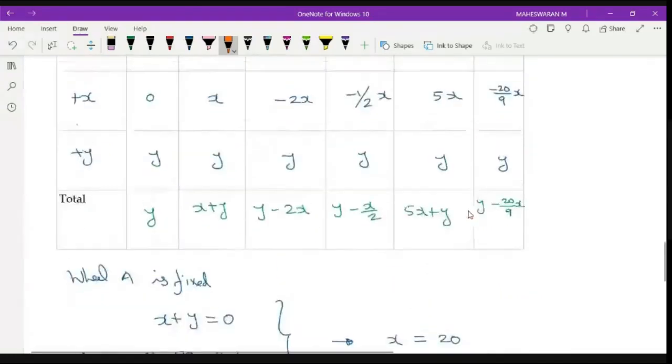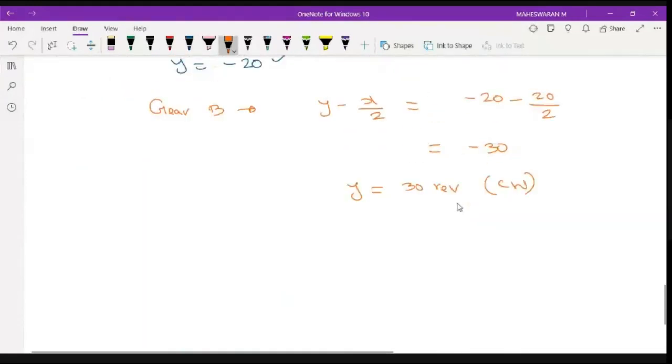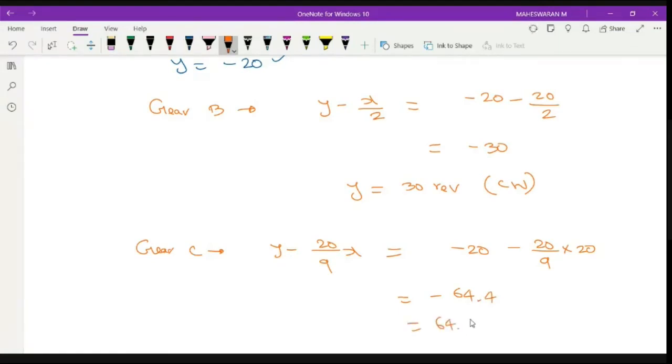Next they are asking for C. Gear C is y minus 20 by 9x. So that is what I am going to do. Gear C is y minus 20 by 9x. Substitute it: minus 20 minus 20 by 9 into 20, so minus 64.4. I can write it as 64.4 clockwise. So this is gear B, and this is gear C. Any doubt on this?